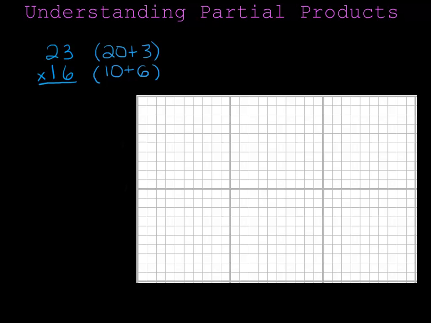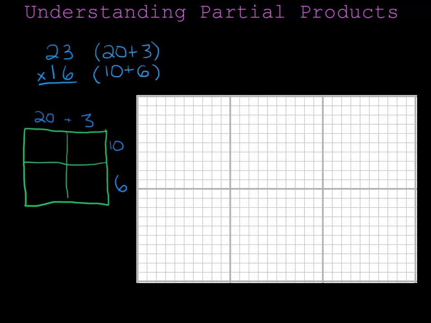Now, right now I'm going to draw a little grid that will help me to organize those numbers, and if it doesn't make sense at first, don't worry, it will as we move through the video. So I'm just going to draw a 2 by 2 grid and put each of the 2 parts, the 20 and the 3 along the top for 23, and the 10 and the 6 going down the right side for the 16. And you'll see how we use this grid in just a minute as we introduce the pictures.